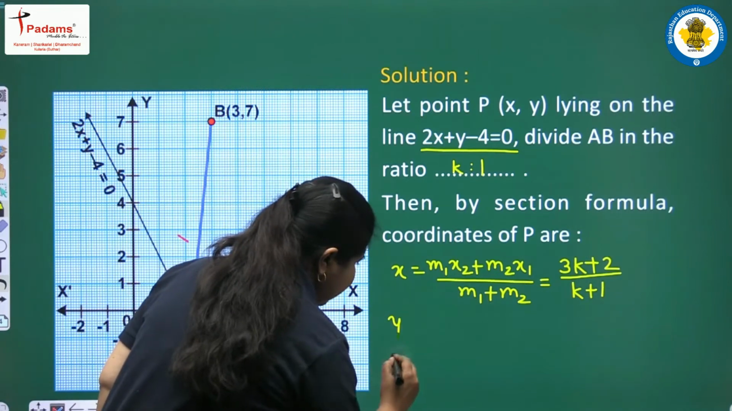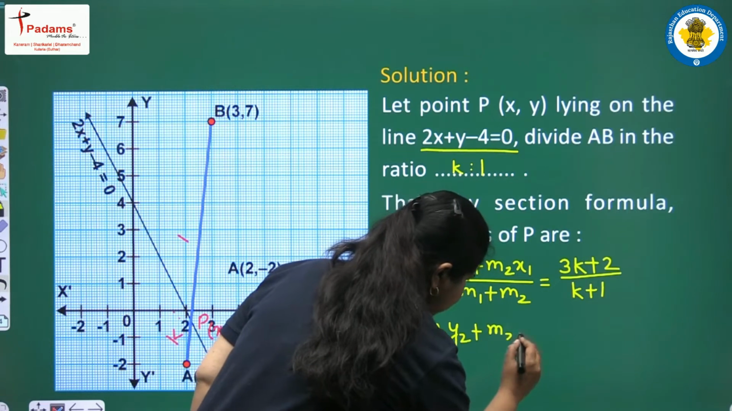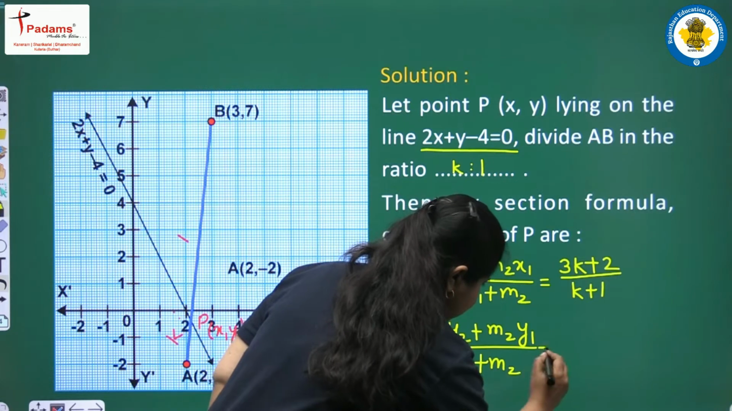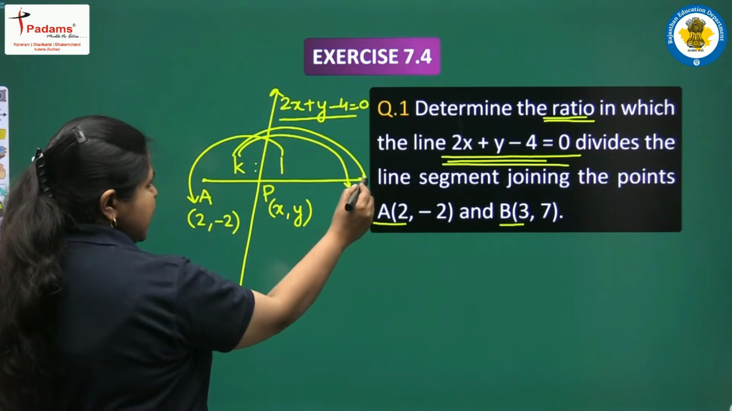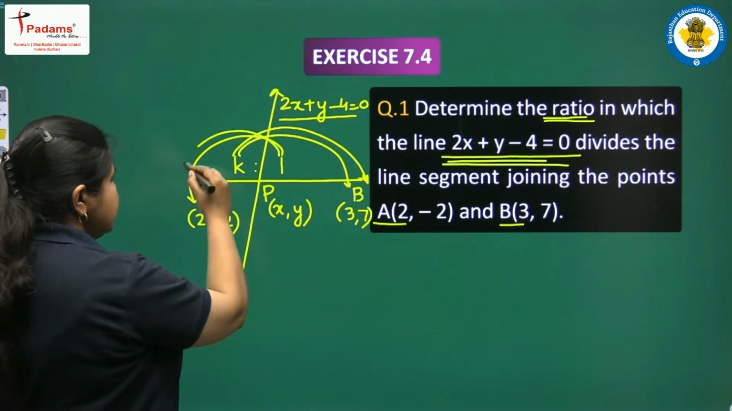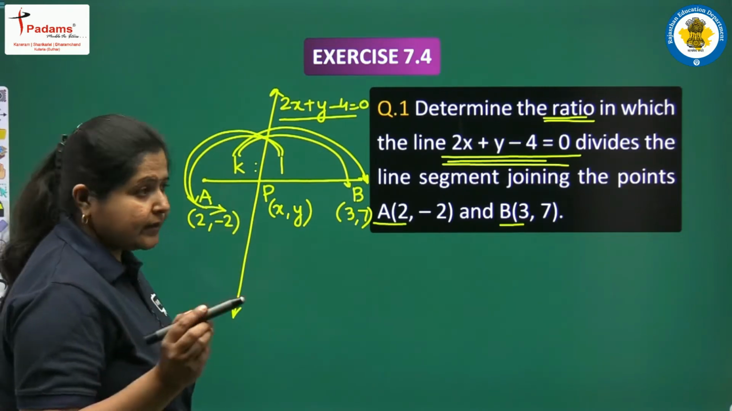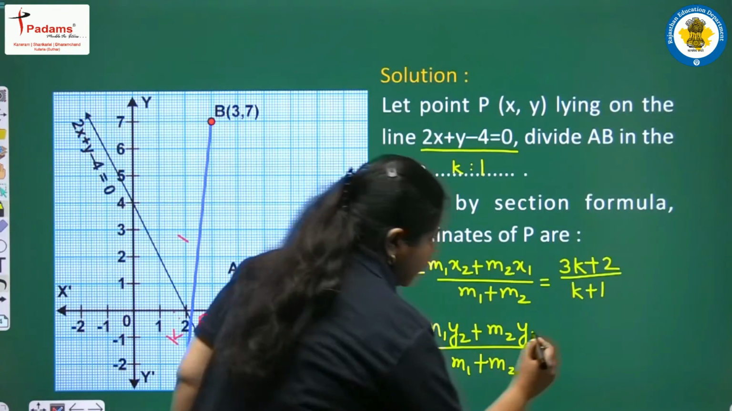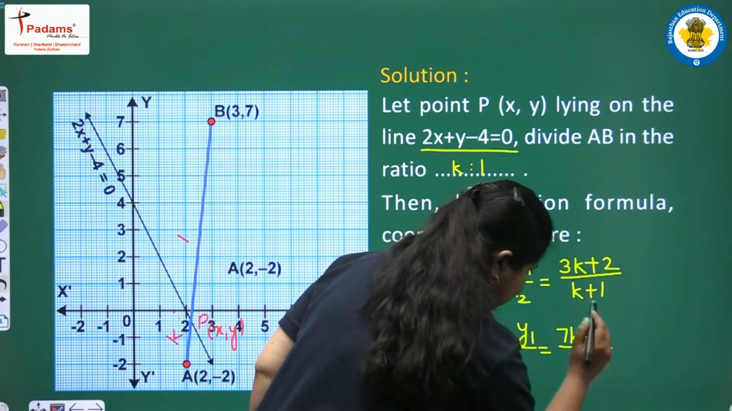Similarly, we can get the y coordinate. It is given by m1 y2 plus m2 y1 upon m1 plus m2. Again here we will multiply this k by 7 this time, because we are taking the y coordinate. So it will become 7k, and here 1 will be multiplied by minus 2 here, and so it will become minus 2. So the result will be 7k minus 2 upon k plus 1. We write here 7k minus 2 upon k plus 1.